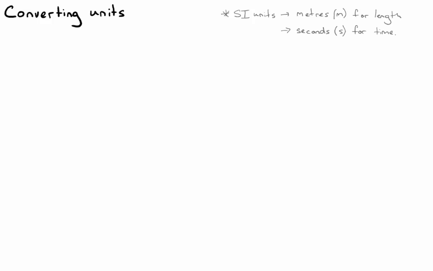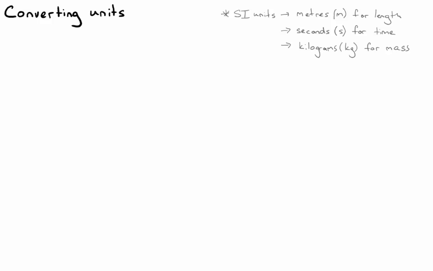There are actually only 7 basic units from which everything else is defined. We call these SI units. There are meters, which are obviously units of length. There are seconds, which are the basic unit of time. There are kilograms, which are the basic unit of mass.